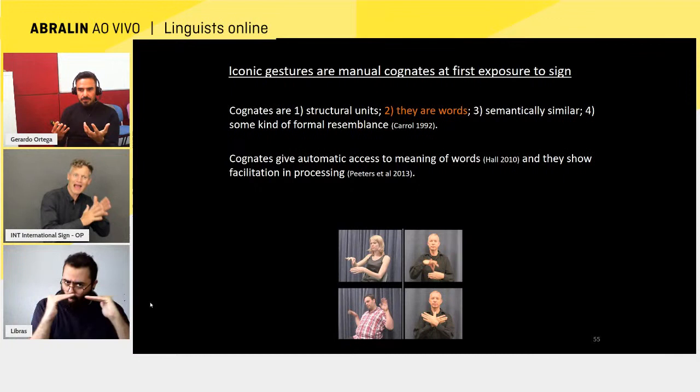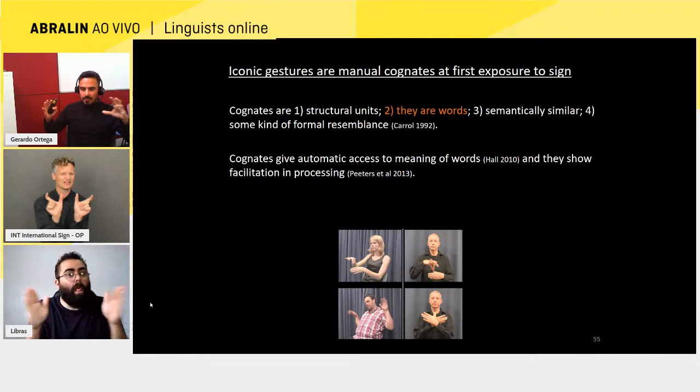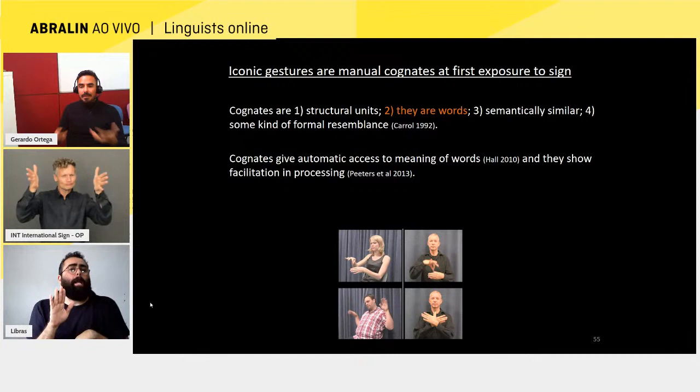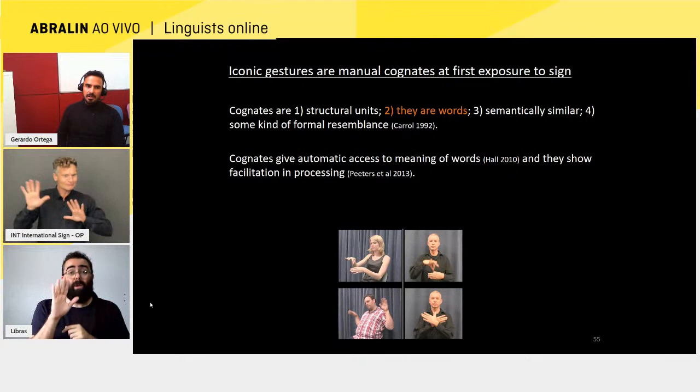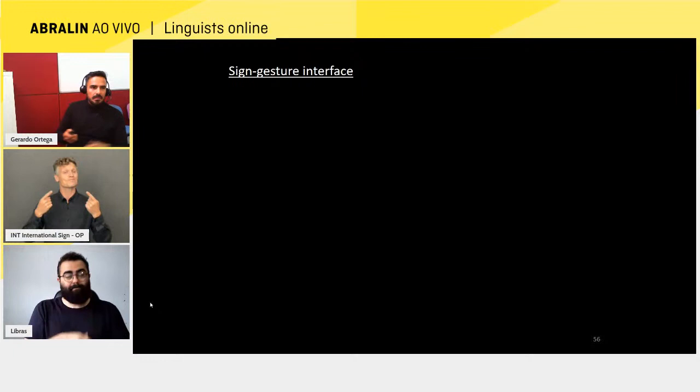But I would really appeal to people to broaden this definition to the realm of the manual visual modality. And maybe we can start reconsidering that there are some form of manual cognates, that iconic gestures are also manual cognates when people are learning a sign language as a second language. And these findings have, I think, broader implications in other domains as well.